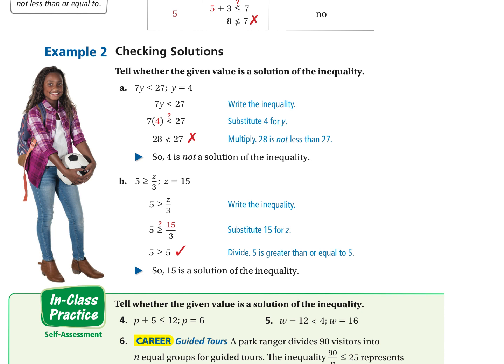Letter B says 5 is greater than or equal to z divided by 3. And if z is 15, then I'm going to go ahead and solve what 15 divided by 3 is, which is 5. Is 5 greater than or equal to 5? Yes, it is. So 15 is a possible solution of the inequality. Now remember, inequalities can have multiple solutions, so there could be more.